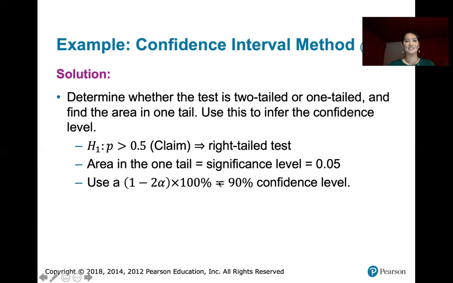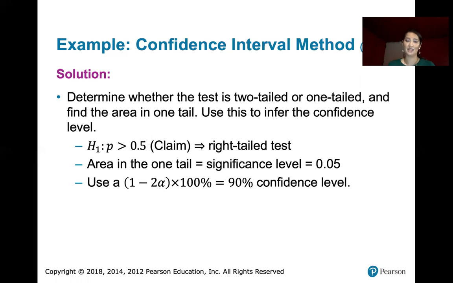So in this case, I use this formula. My alpha value was 0.05 and it was a one-tailed test. So I double it and I subtract it from 1 and then I multiply by 100% to get that 90%. Now, most of the time I'm not actually using that formula. I'm just converting that significance level to a percentage, like that 0.05 is 5%. And if it's a right-tailed test or a left-tailed test, I double it and subtract it from 100 to get the level of confidence for my confidence interval.